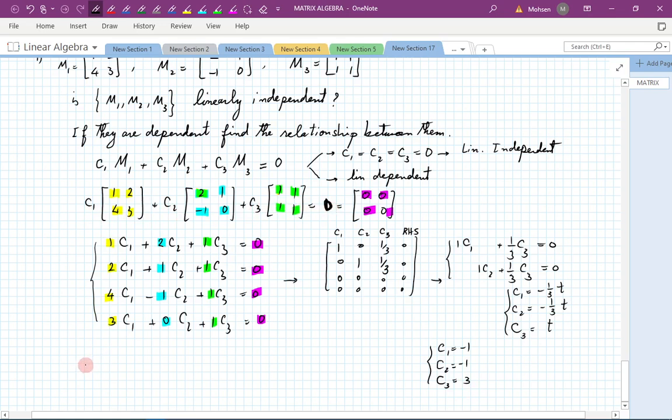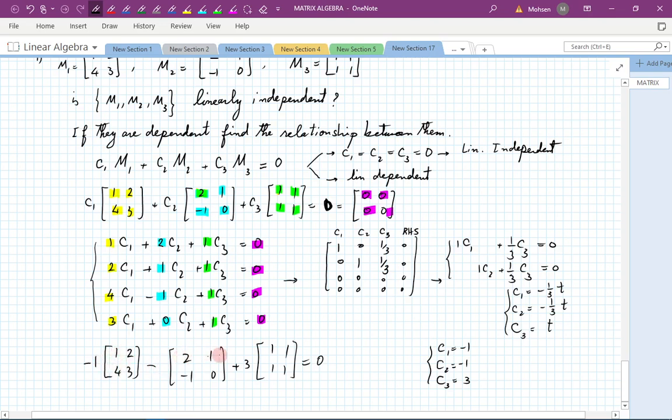So here's an example relationship. Minus 1 of (1, 2, 4, 3). And then, excuse me, let's write minus 1 of the second one, (2, 1, minus 1, 0). And then 3 of (1, 1, 1, 1). Indeed gives you 0. Check it.